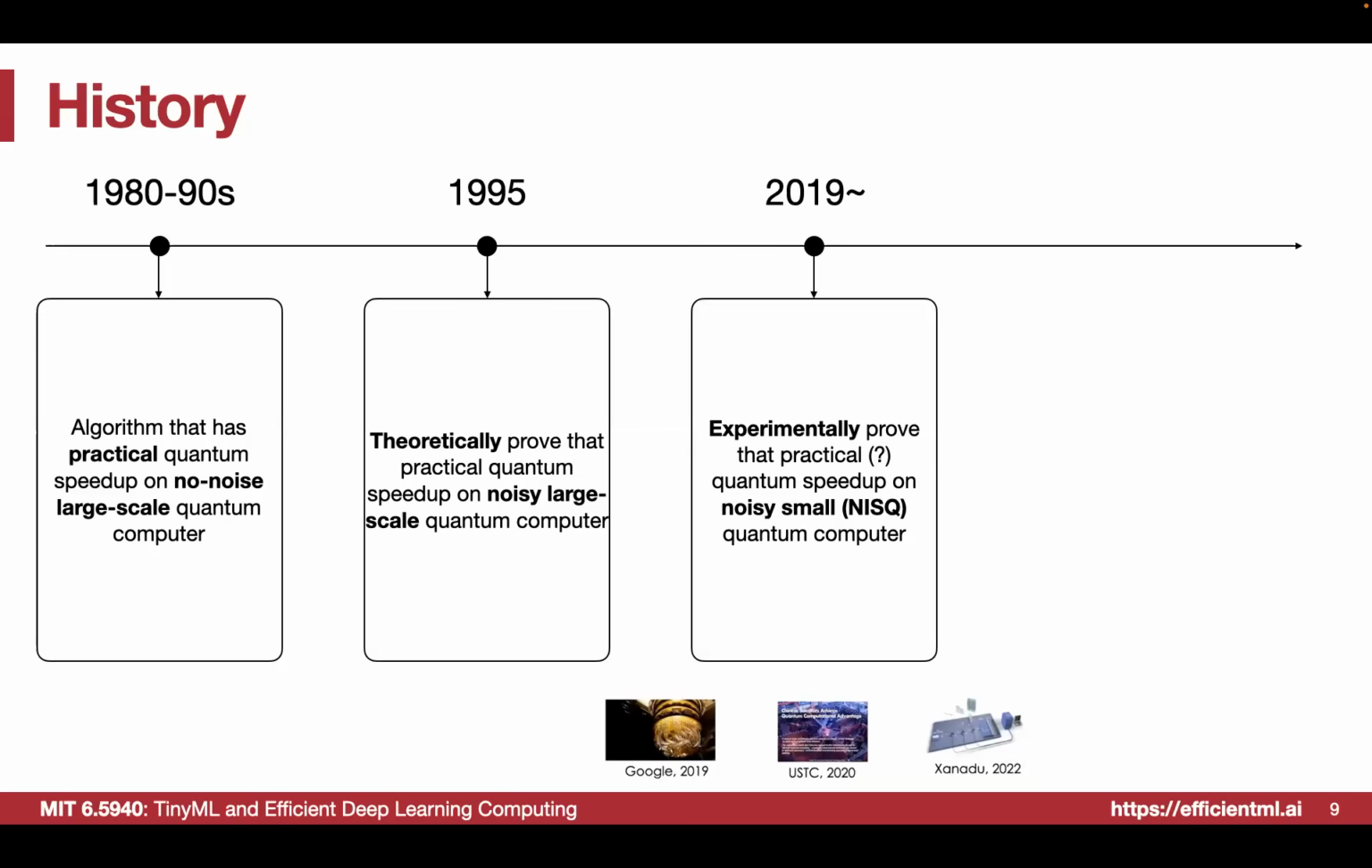So right now we can see some recent papers, like from Google back in 2019, USTC's 2020 photonics paper, and also Xanadu's paper last year. They try to show some experimental advantage of using this quantum machine over the classical ones. However, whether that advantage is practical is also questionable, so I put a question mark there.